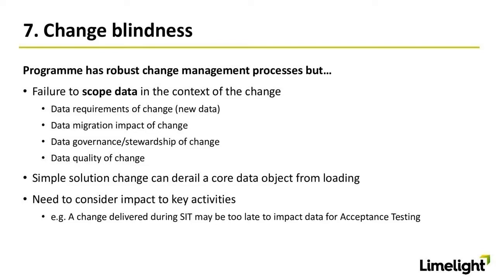So we could have a situation where we have new data coming in. We could have a situation where the data migration process itself has to change because of the particular change request that might have come in. We've got potential data stewardship and data governance issues that we might need to adjust or manage in light of all the change requests, and then we've got the quality of that data coming in as well. And it's very easy for a very simple change to derail quite a significant core data object from loading.